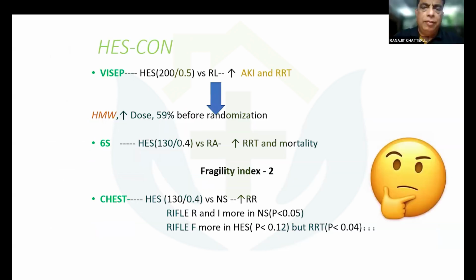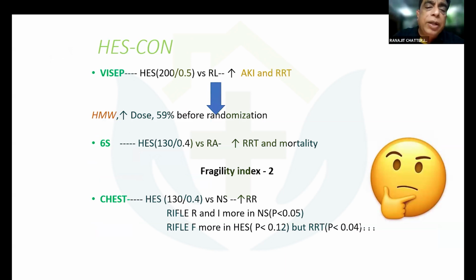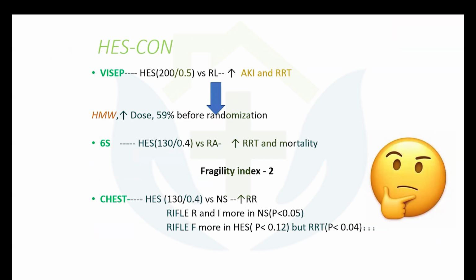So this is a debate that I'm not going into, because there are a lot of shortcomings about these 3 trials, which basically were the nemesis for the colloids. In the VISEP trial, they used a hydroxyethyl starch of 200 by 0.5, very high molecular weight. We already know that it is causing renal failure. Moreover, 59% of the patients already received starch before randomization.